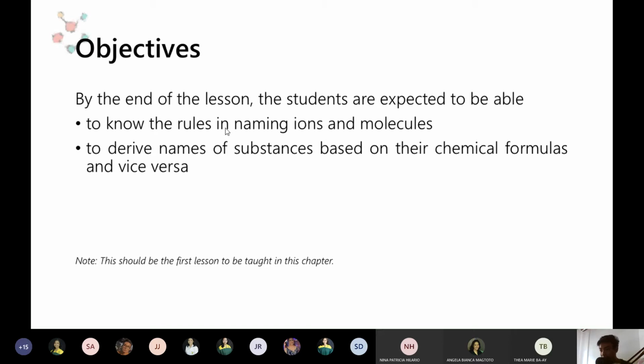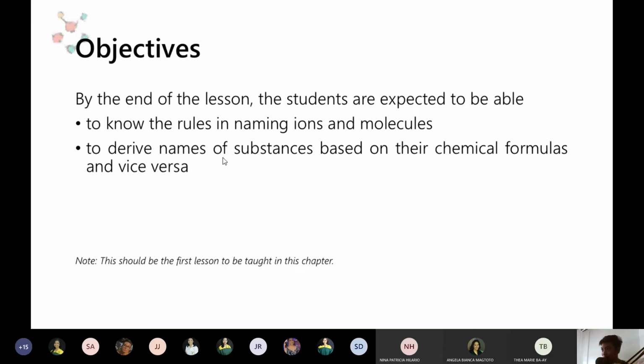Kailangan alam natin yung name ng ions natin for us to name the ionic compounds. We should also be able to name molecules. Bakit? Later on, may papakita akong importance ng lesson na to. Kasi with the idea of nomenclature, hindi kayo ma-fake news. May incidents na ganun sa United States. Kwento ko later.